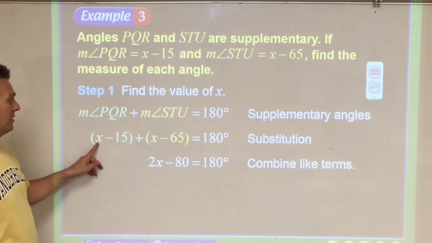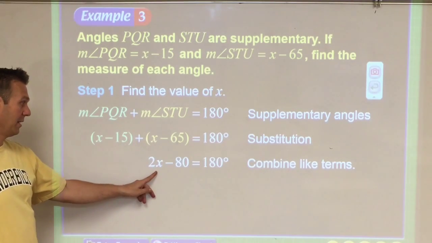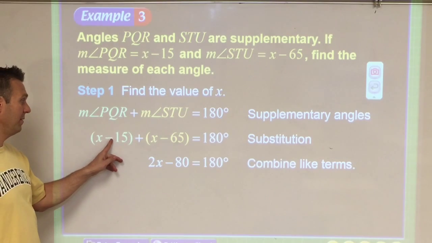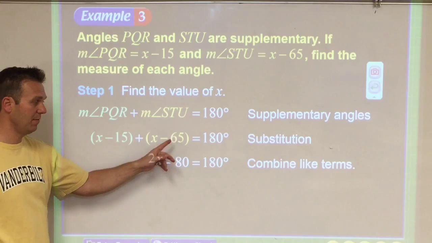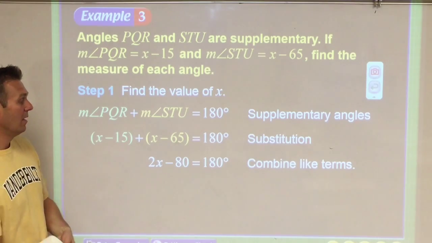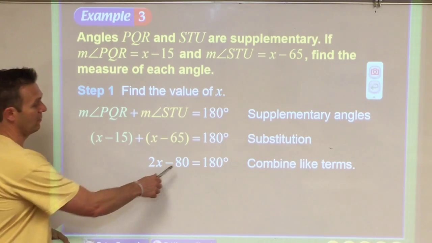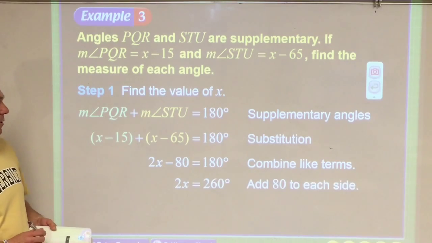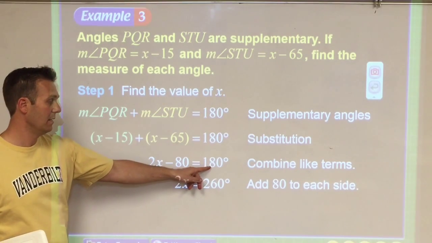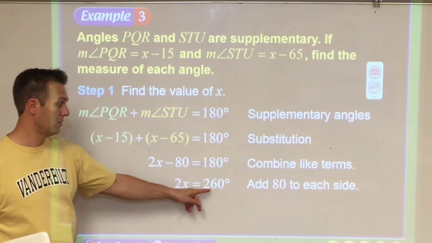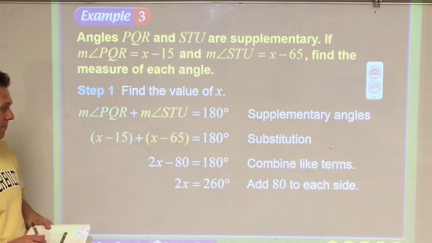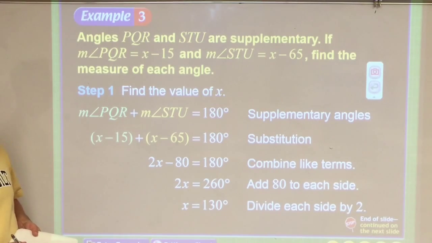Okay, what you have here is an X plus another X, so that's how they get two X's. And you have a negative 15 and a negative 65, which gives you negative 80. We want to get the X's on one side, so we have to get rid of this negative 80. So we add 80 to both sides, and 180 plus 80 is 260. You now have 2X equals 260. Divide both sides by 2, and you get 130 degrees.